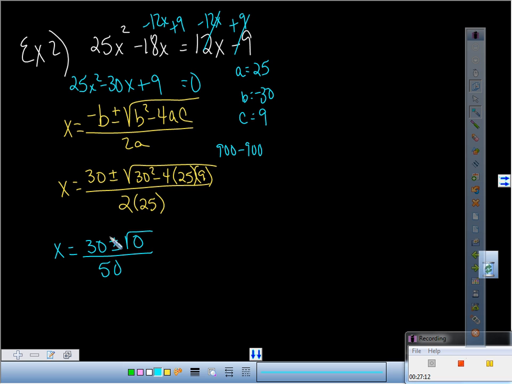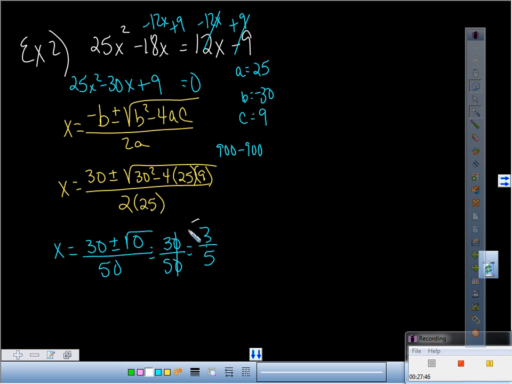Now, what's 30 plus the square root of 0? 30. What's 30 minus the square root of 0? 30. So, y'all, do you agree the answer is just 30 over 50, which reduces down to what? 3/5. Uh-oh. We got a problem. Because this is a quadratic equation, and it has 2 answers. And mine only has 1 answer.